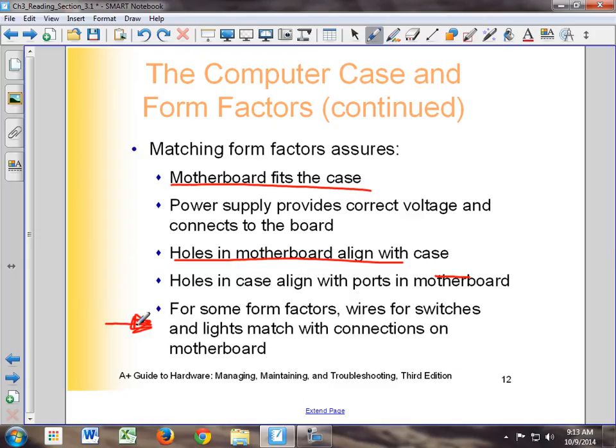So, form factor defines all these things, and as we get into each one of the components, we're going to talk about the specific form factors of that component. But right now, we're talking about cases, motherboards, and power supplies. That's why it's introduced in power supplies, because you wouldn't really be able to introduce it later.